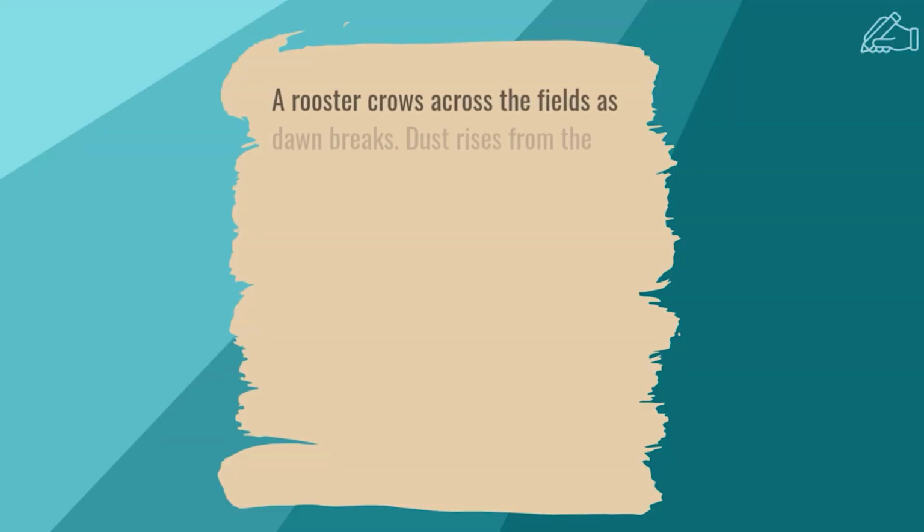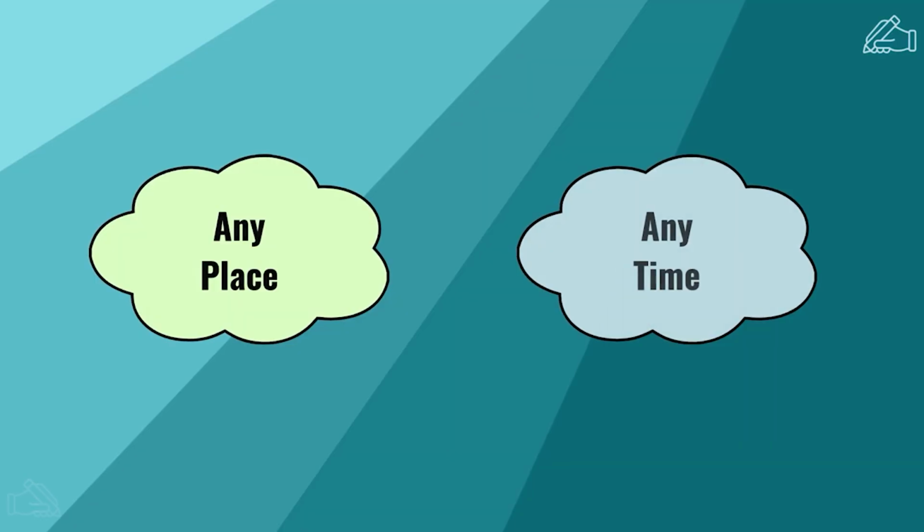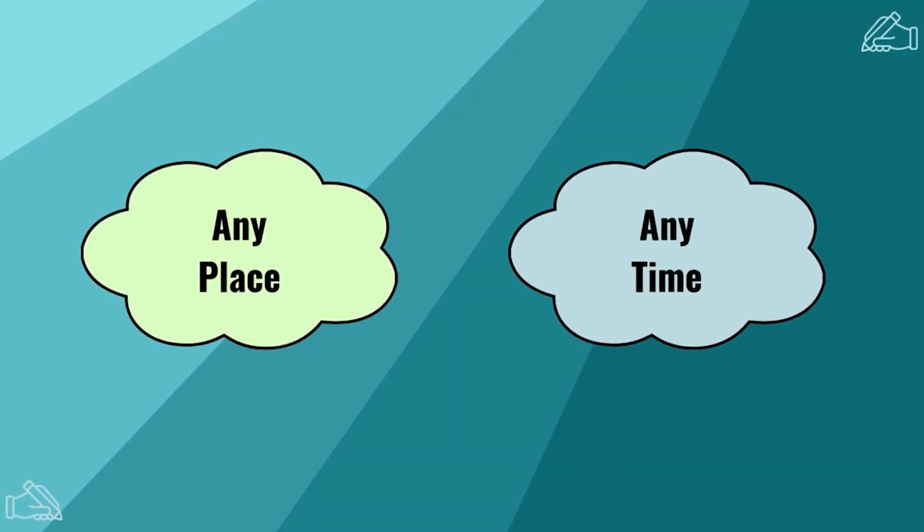Here's a version of historical context that sounds good. A rooster crows across the fields as dawn breaks. Dust rises from the morning breeze, rolling over freshly plowed fields. A young man is already up, boots caked with dirt, tending to the land. That was actually fun to read. But let's be honest, it feels vivid. But the problem? It could be almost anywhere, any decade, any farm.